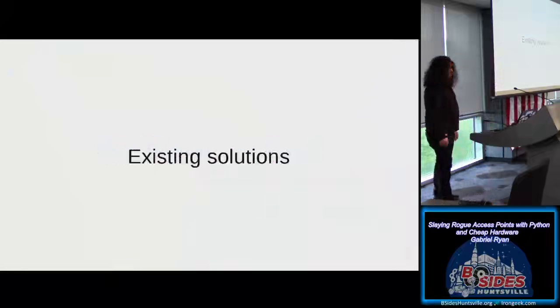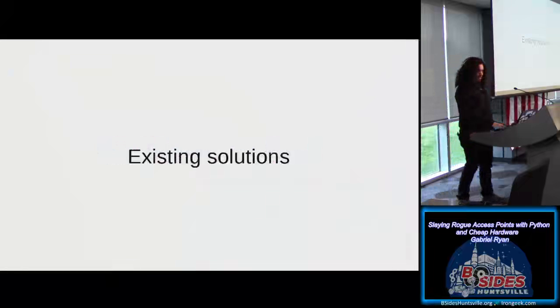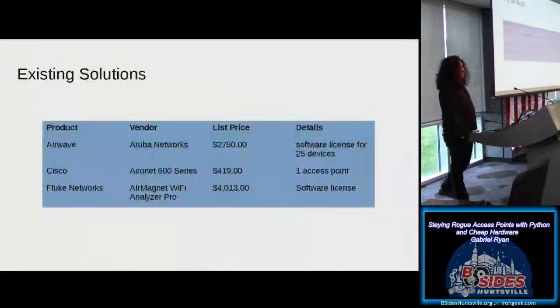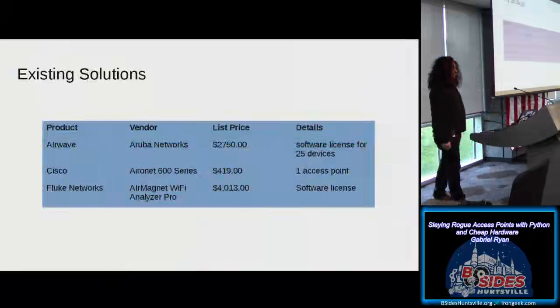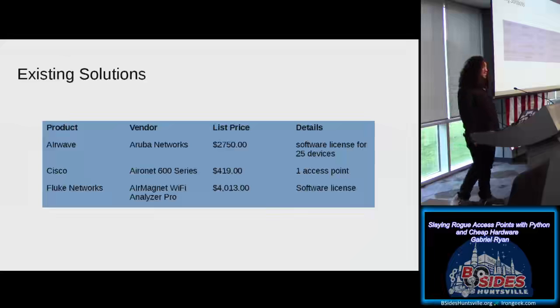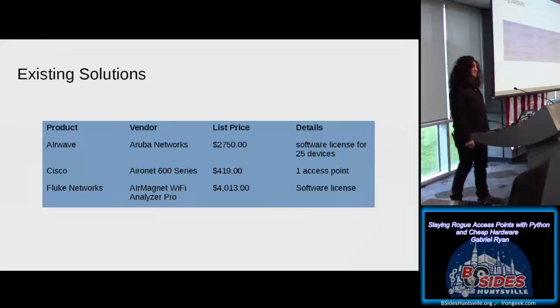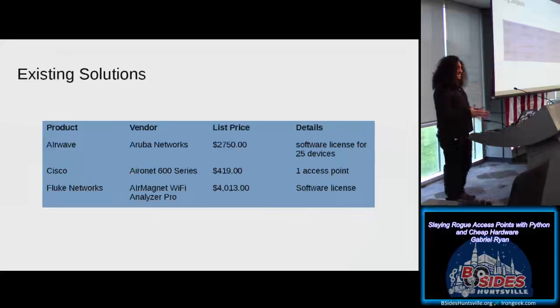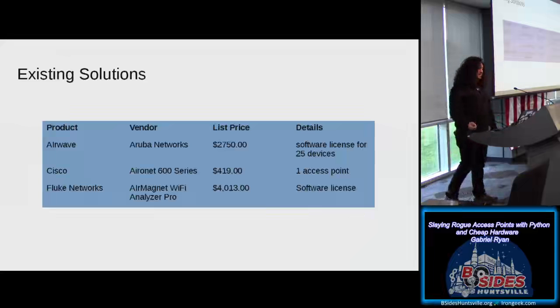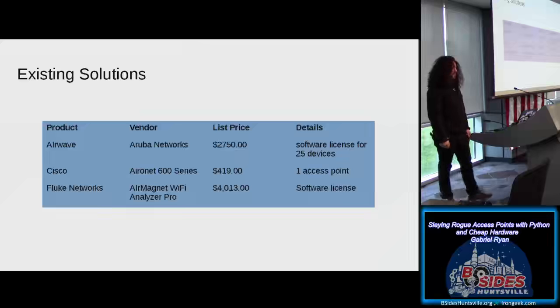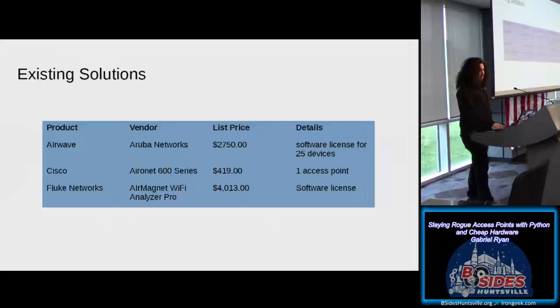So what are some existing solutions to rogue AP protection? I mean, there are some good ones out there. There's Airwave, made by a company called Aruba Networks, and the list price is $2,750 for a software license for 25 devices. So that's a lot of money. You also have the Cisco 600 series wireless access point. Purportedly it can detect this stuff and do something about it. $419 a unit. Of course, you can negotiate these down and buy in bulk and what have you.